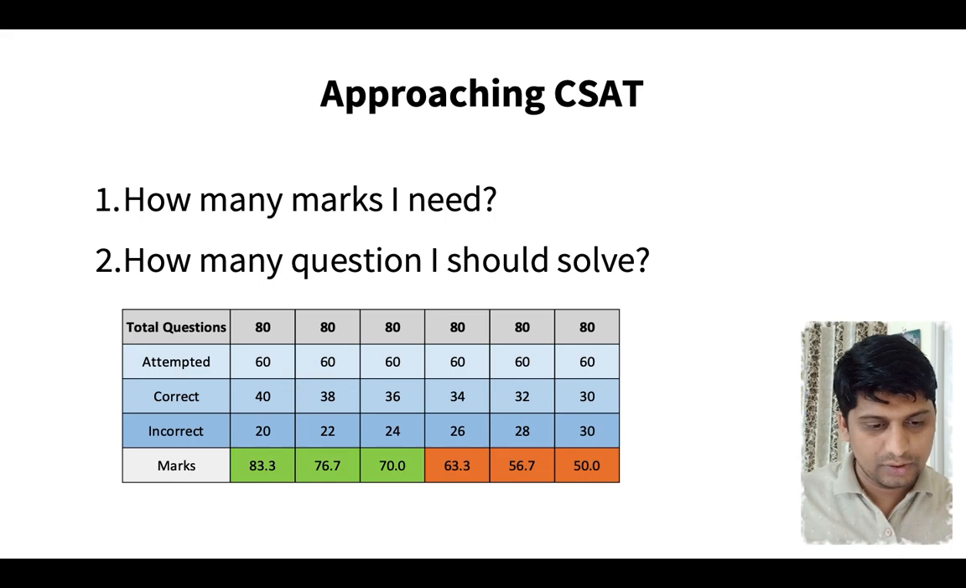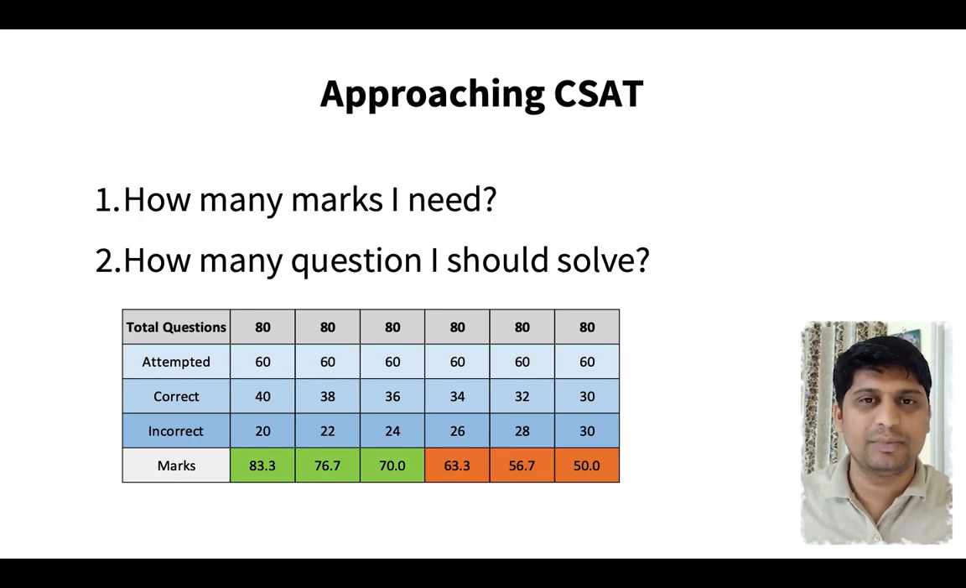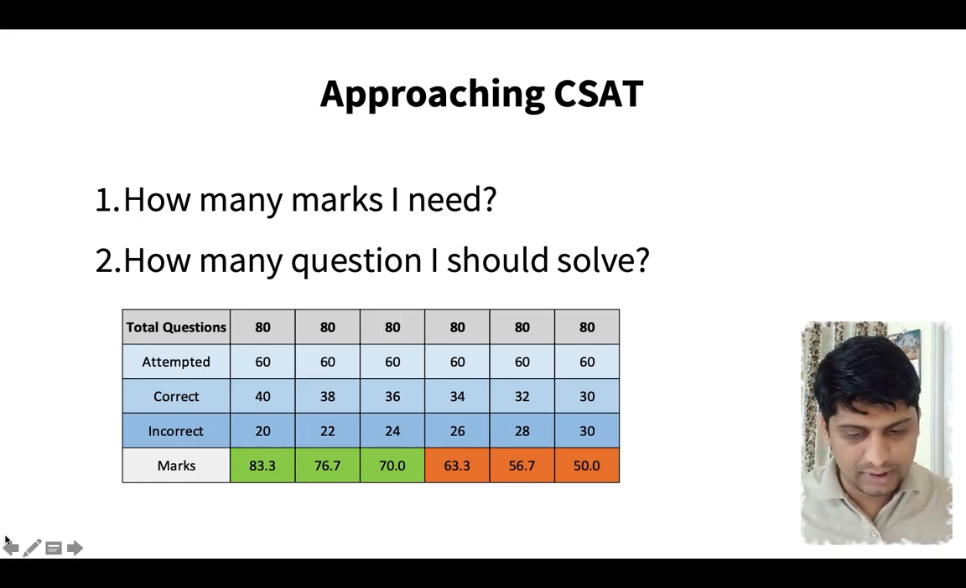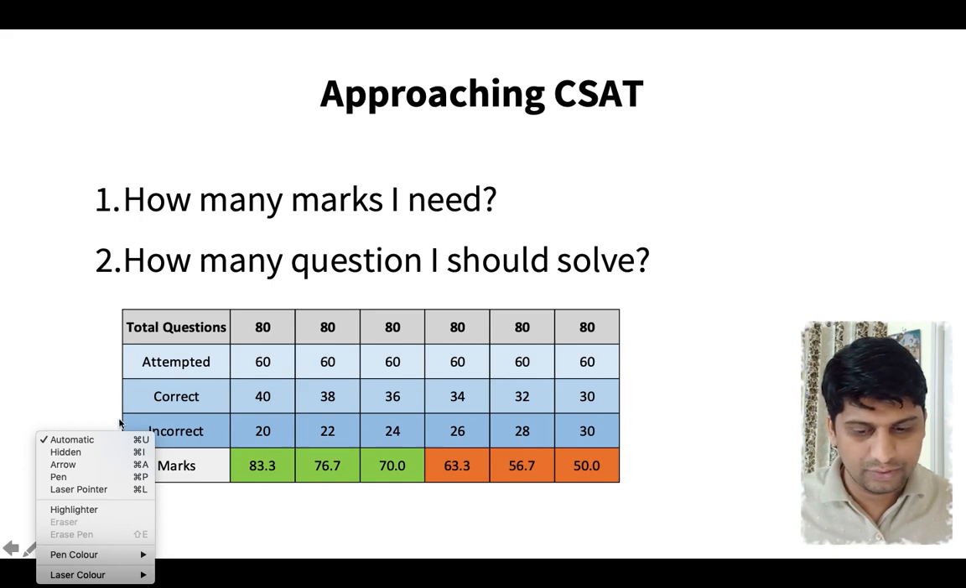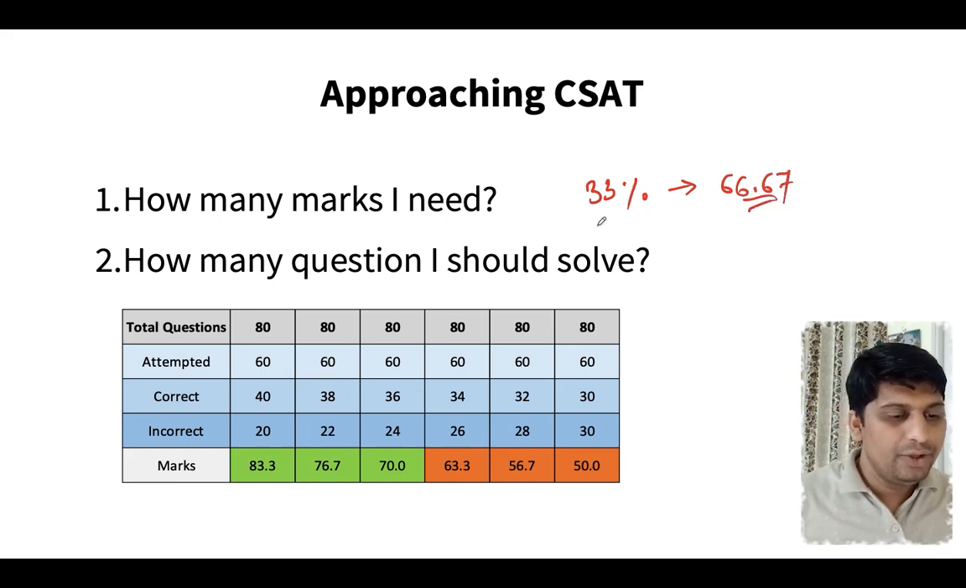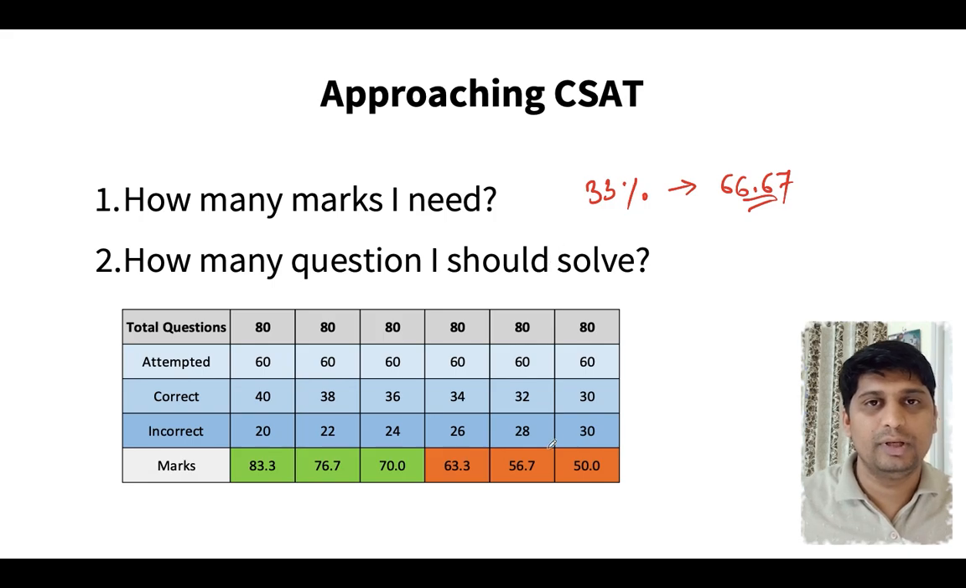So first thing, obviously the question you should be asking yourself is how many marks you need and how many questions I need to solve for that. As you must be aware, you need 33% according to the UPSC notification, which comes out to be at least 66.67 marks. You need this many marks to clear CSAT.